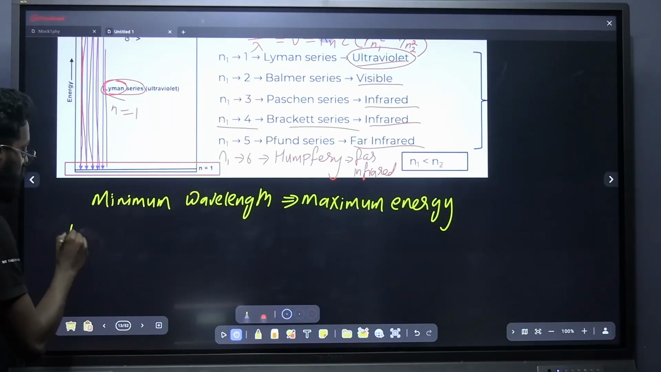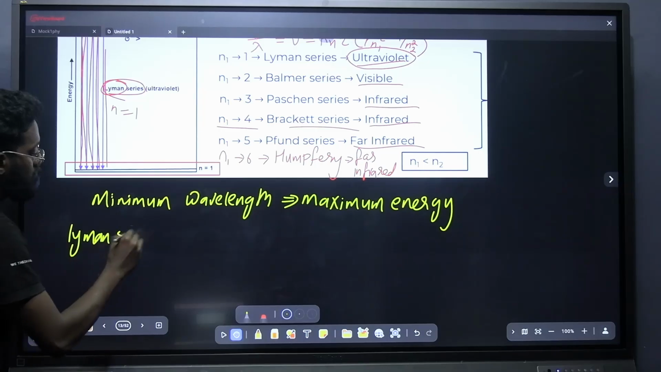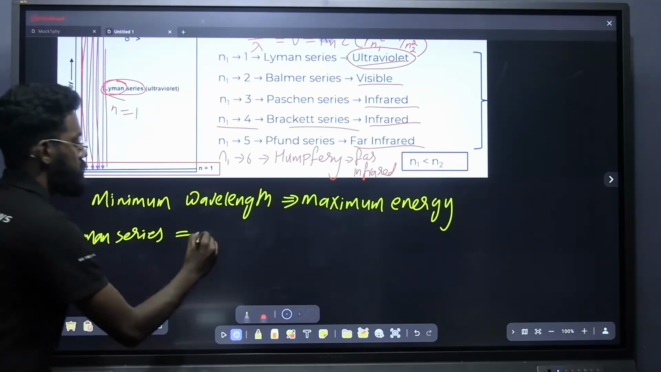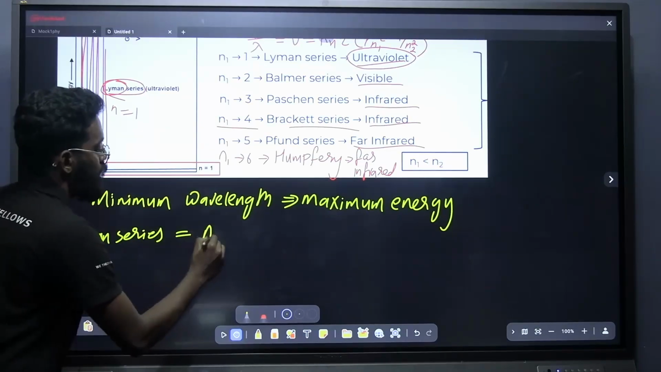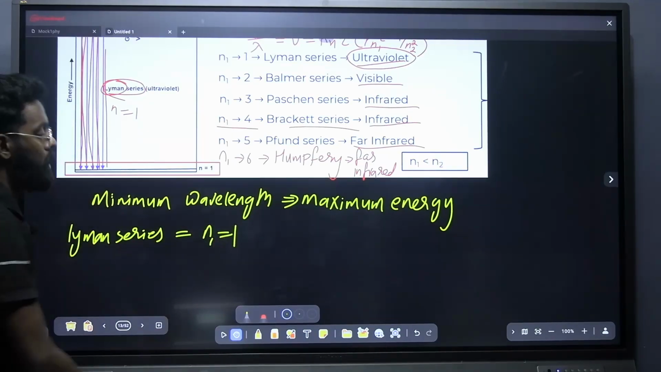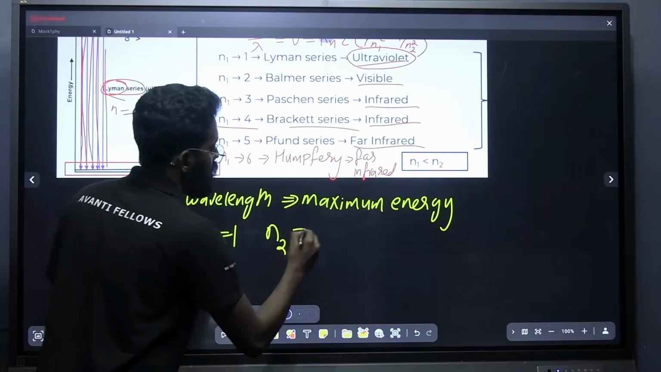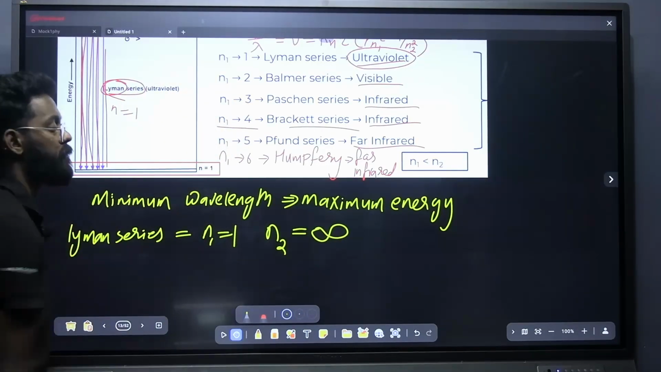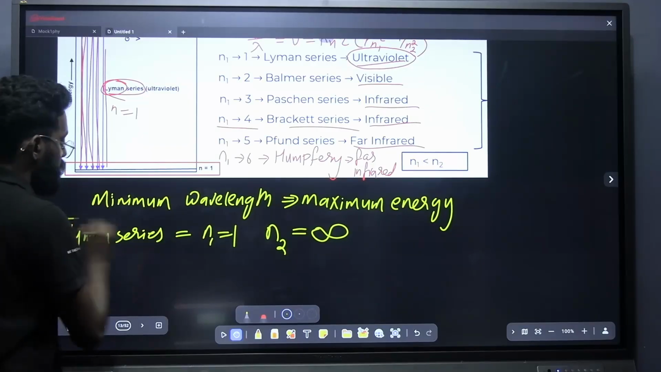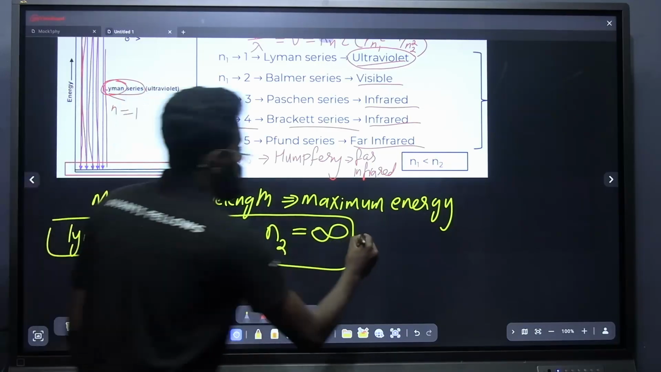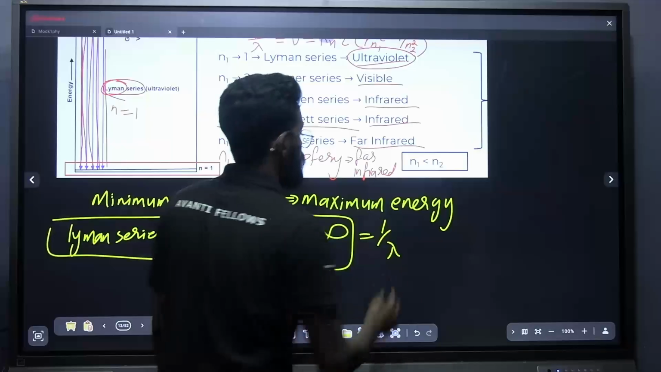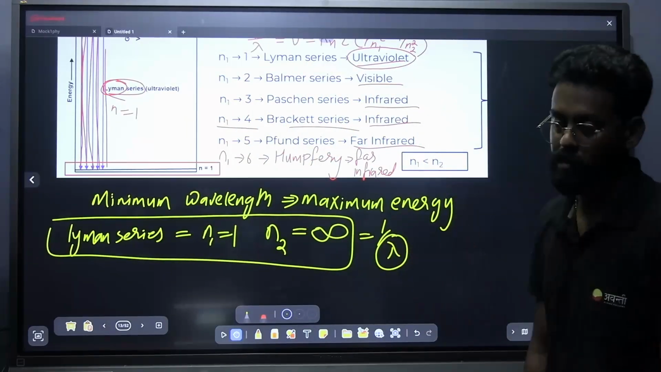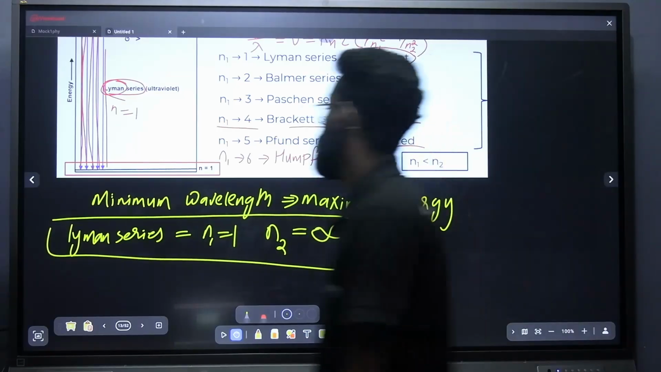So if I am talking about the Lyman series, what is the maximum energy for the Lyman series? The Lyman series is starting from n1 is equal to 1, and the n2 value should be infinity. N1 should be 1 and n2 should be infinity. This 1 by lambda value will be giving you the minimum wavelength in the Lyman series.